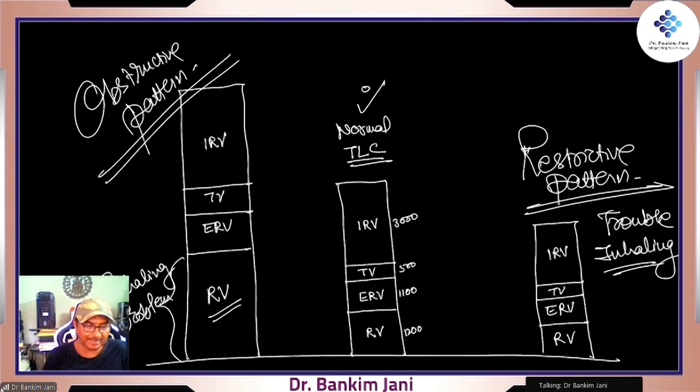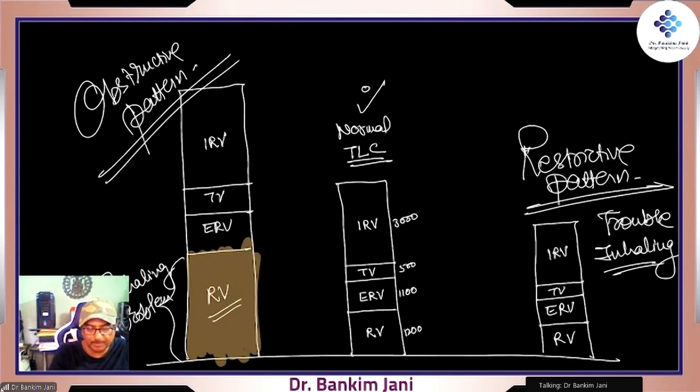In obstructive pattern, there is a problem in the exhaling. So when there is a problem with exhaling, the person is unable to throw the air out. That means the residual volume is left behind. Right? There is more residual volume, the amount of air which is remaining in the lung, which is of no use. So that's a characteristic of obstructive pattern.